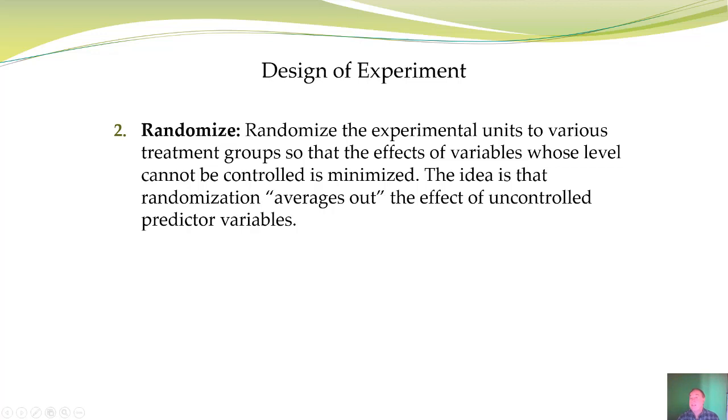Randomize. Randomize the experimental units to various treatment groups so that the effects of the variables whose level cannot be controlled is minimized. The idea is that randomization averages out the effect of uncontrolled predictor variables.